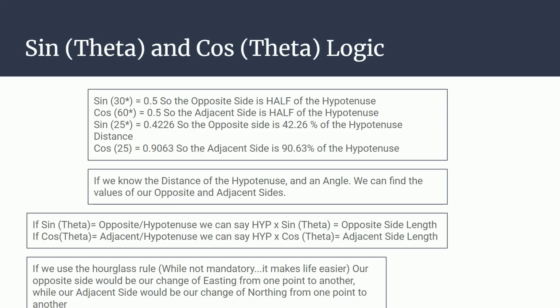Using that hourglass rule I went over in the other videos, our opposite side would be our change in eastings, while our adjacent side will always be the change in northings. This is assuming we're drawing our triangles with our north-south line first, then our east-west side, then connecting the dots. Doing it makes your life so much easier.